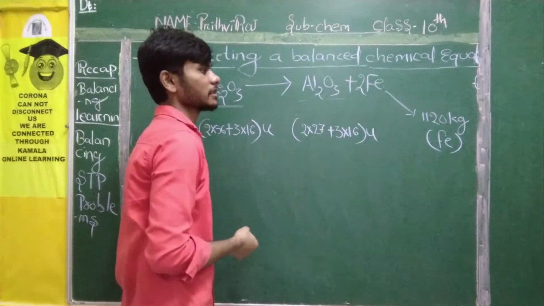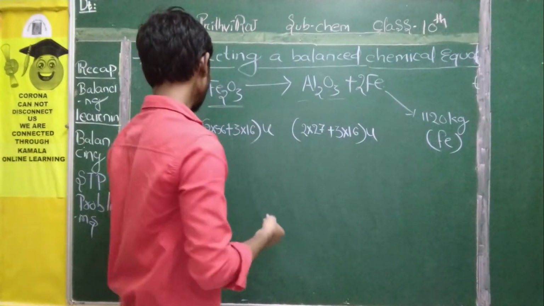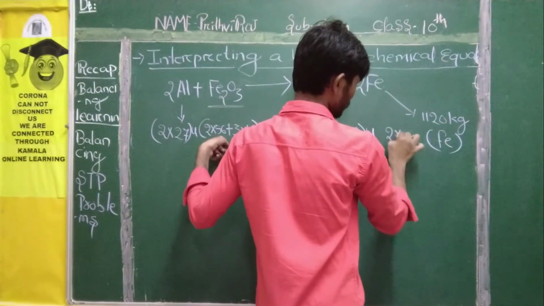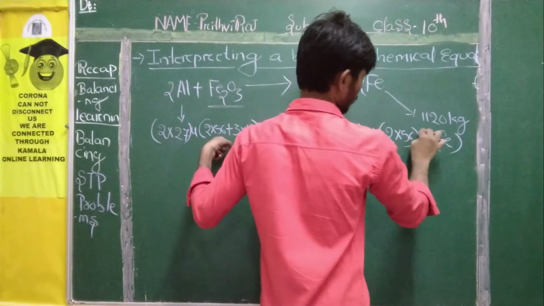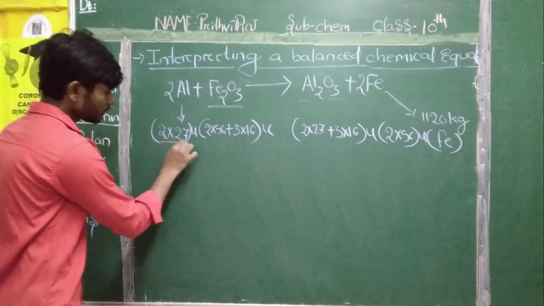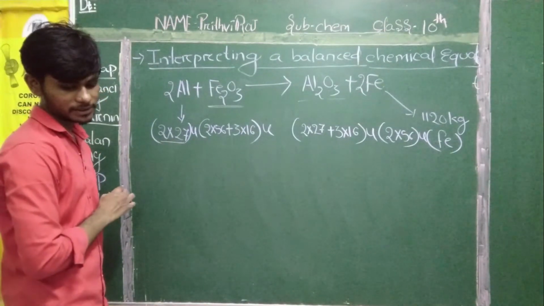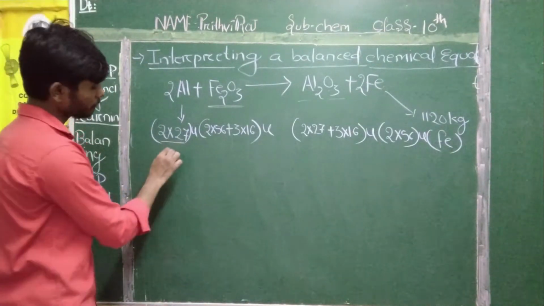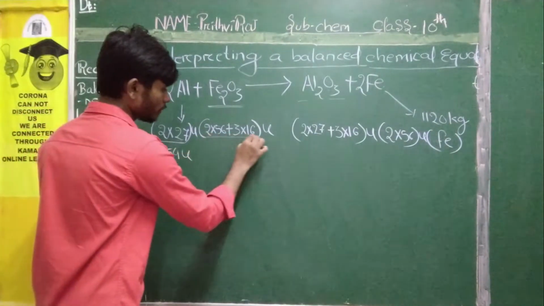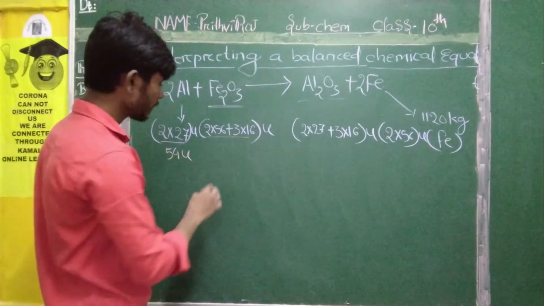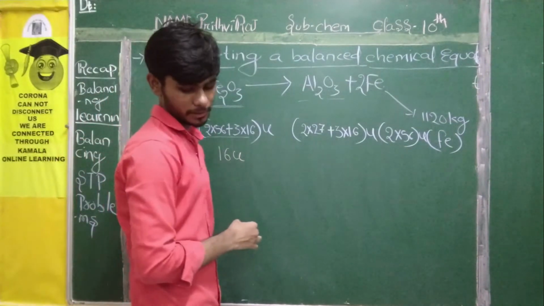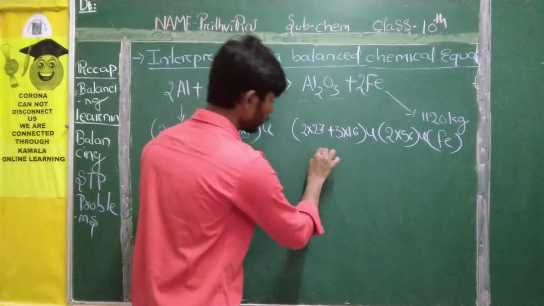And at last, ferrous. What is the mass of ferrous? 56. So 2 into 56 U. Now this one, 2 into 27 U, how much? This is your 54 U. This one, 2 into 56 plus 3 into 16, is around 160 U. Here 2 into 27 plus 3 into 16, you are getting around 102.